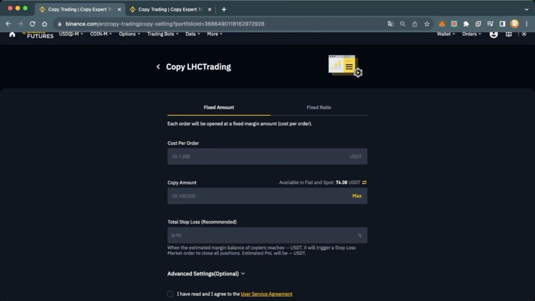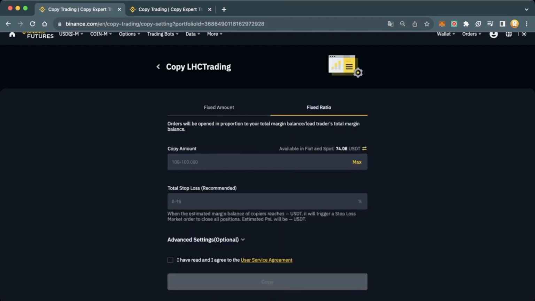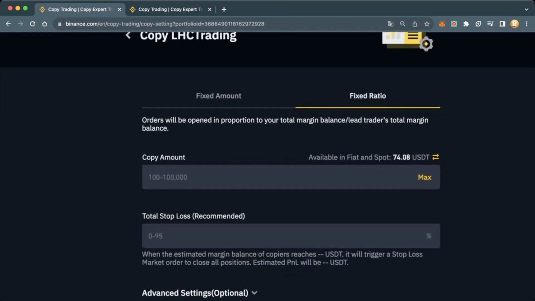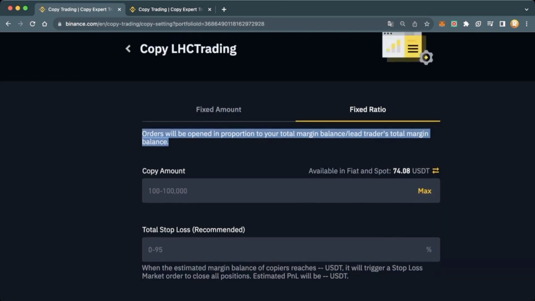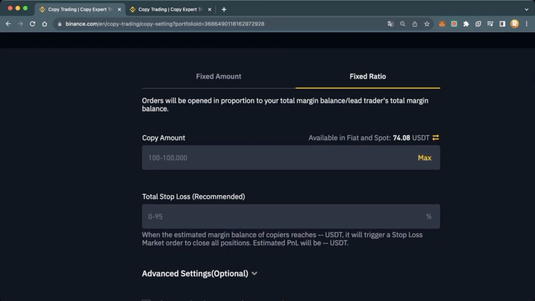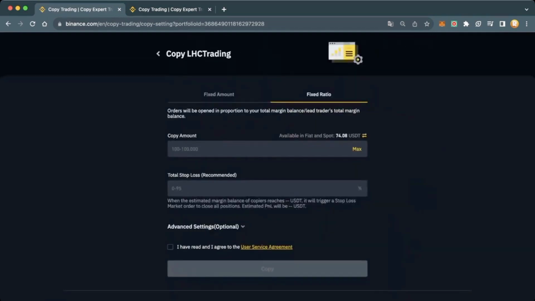Fixed ratio is where you open trades in relation to how they open trades in their account. So again, it's not the exact amount that you're copying, but as an example, if they have $100,000 in their account and they open a position in Bitcoin and that position is around 10% of their trading account, you will copy that. Now, you may not have the same amount of money that they have, but it's going to open 10% of the amount that you have. So if they open a trade with 30% of their account, 30% of your account will be traded as well. So you're trading with the same percentage that they're trading.